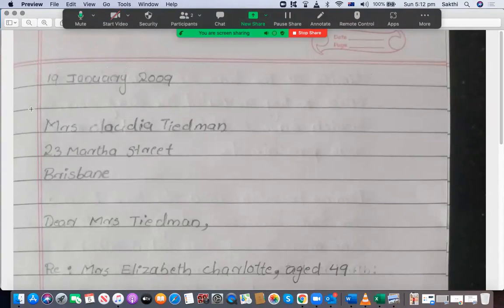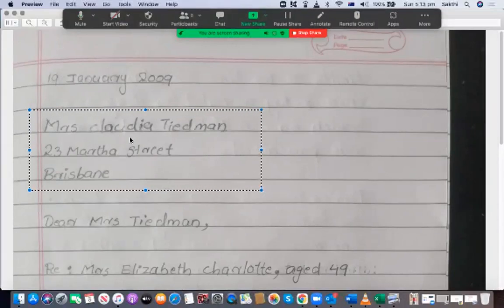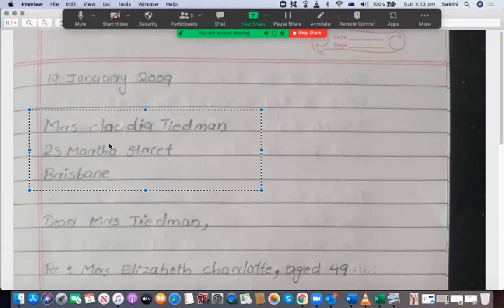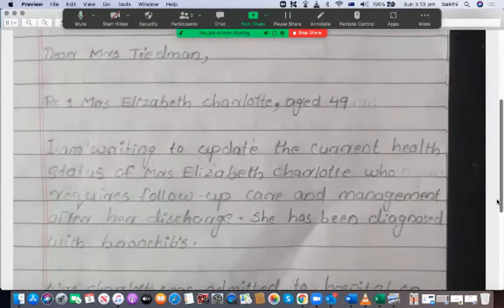Okay, and then you have written the addressee's contact details. That is Mrs. Claudia Tideman. Yep, 23 Martha Street, Brisbane. That's fine. Let's go ahead with the next one.